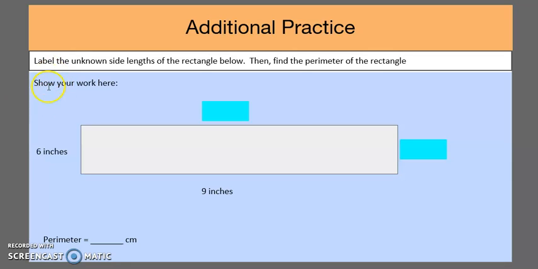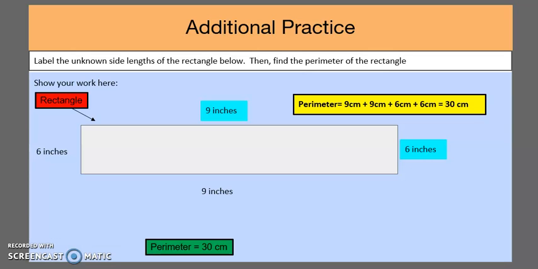So label the unknown side lengths of the rectangle below and find the perimeter of the rectangle. So pause the video, find the missing side lengths, and find the perimeter. I'll pause the video and we're going to move on. Here we see that the missing lengths are given. Remember, the opposite sides are the same. And when we calculate this, we find out that our perimeter is 30 centimeters. We're going to go over one last question.